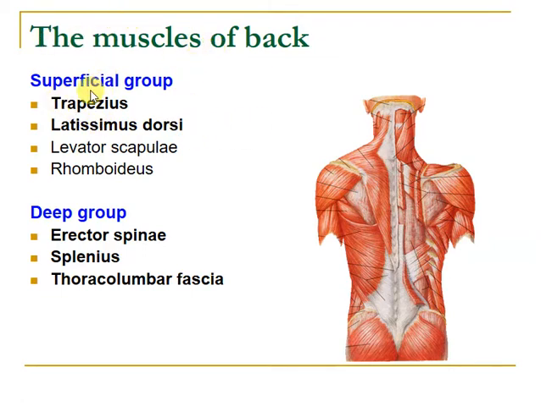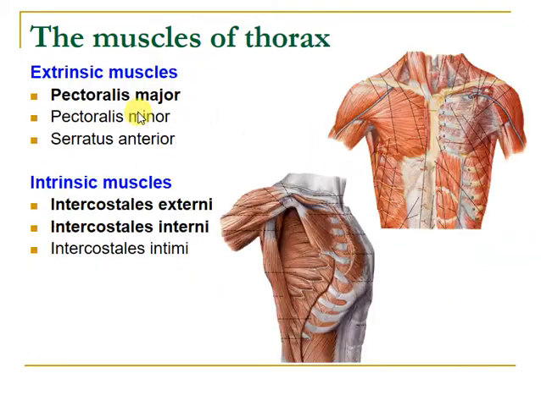In the back we have the superficial group, which has trapezius, latissimus dorsi, levator scapulae, and the rhomboideus. These are the superficial group. In the deep group we have the erector spinae, spinous, and the thoracolumbar fascia. Don't worry about this because we'll see them later in the diagram. For example, this is the trapezius muscle, and this is the latissimus dorsi, while here above we have the levator scapulae. In the deep group we have muscles like this one, and we'll discuss all of this in the next diagrams.